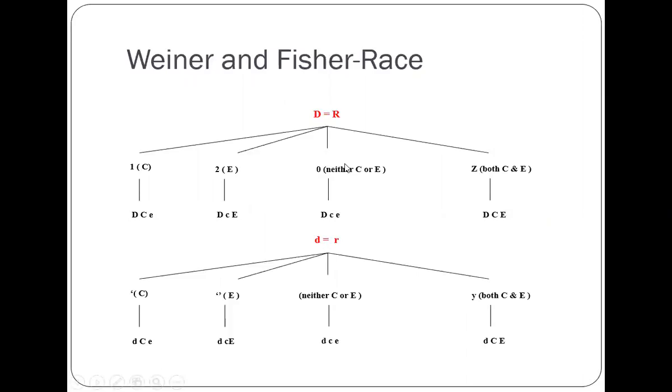And then if there's a 0 above or next to the big R, and if there is nothing next to the little r, then that means that there's no big C or no big E inherited. And then if there's a superscript Z next to the big R, and if there's a superscript Y next to the little r, that means that both big C and big E were inherited. Now, this is a nice little setup, but I think I'm going to show you in a different way as well.